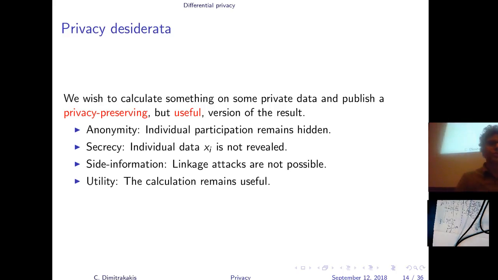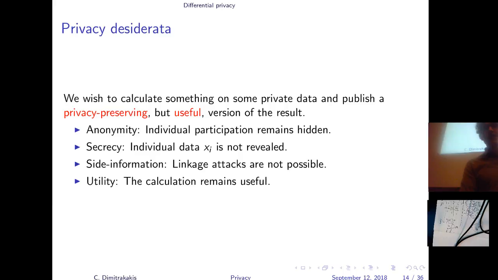Okay. So in general, you want to calculate something useful on private data. It's useful to do the calculation, but people are afraid of giving the data for privacy reasons. So first of all, you want complete anonymity. We don't even want to know if you are in the data. You cannot tell if you are even in the data. We want to hide that. Then you want secrecy, so even if we knew you were in the data, there would be no way you could extract your data, even if you see the output of the algorithm.